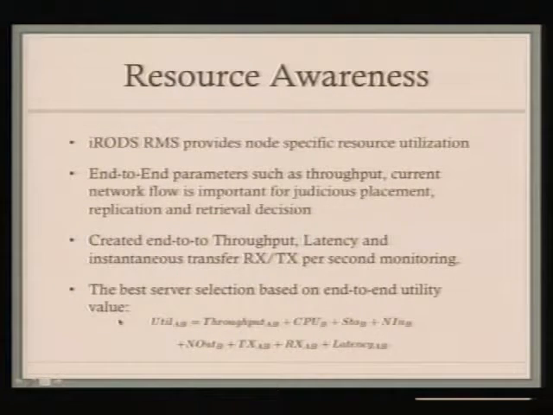And in that case, we looked into the end-to-end throughputs for side A to B and the current usage of the CPU on side B and other resource information. In most cases, the memory, the swap, and run queues, these monitoring information from iRODS were not that useful. So we only use CPU, current storage usage, network in and out, instantaneous transfer, and latency in our utilization function.